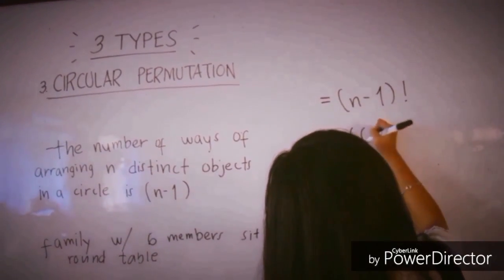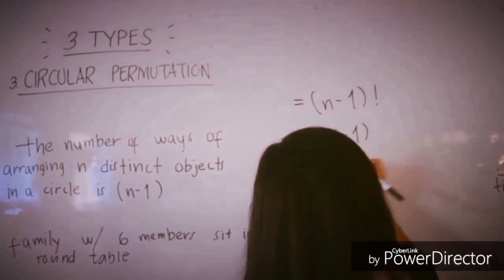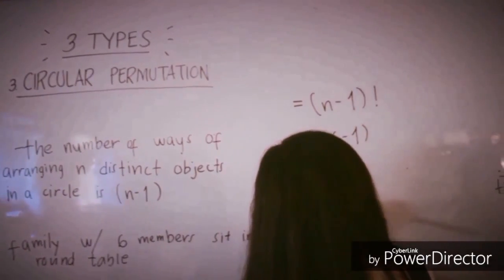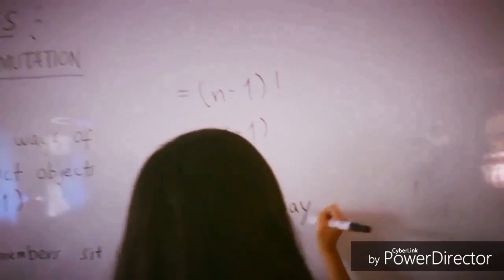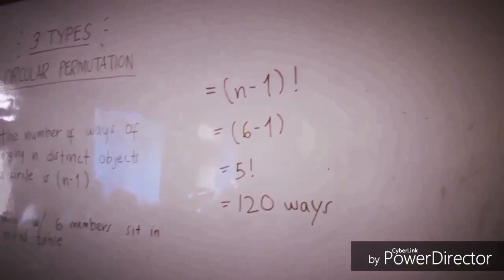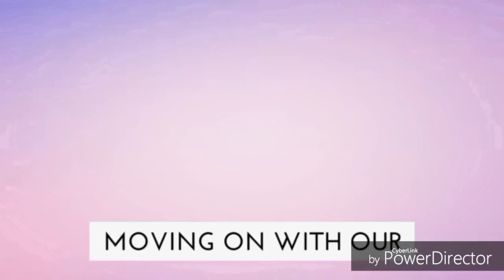So with the given problem, here is how we'll solve it. Substitute n with 6 since there are 6 members. Minus 1, which is given. Then the factorial sign, which is also given in the formula. With that, we get 5 factorial. In solving it, we get the answer of 120 ways.